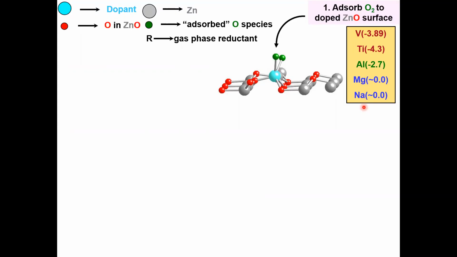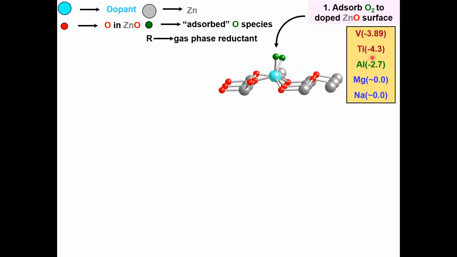Let's say I substitute different dopants onto the host cation site. This is a zinc site, these are all zinc sites. Onto the zinc site, I substitute different dopant atoms. When I substitute, let's say, aluminum, my adsorption, so I'm talking about the adsorption energy of O2. When I substitute titanium, the energy increases.